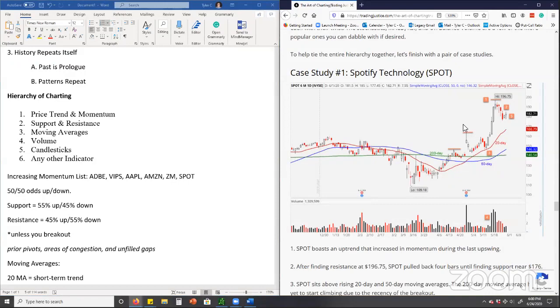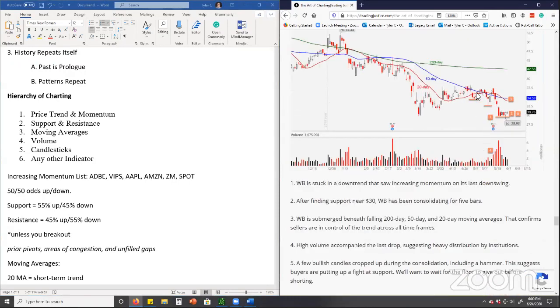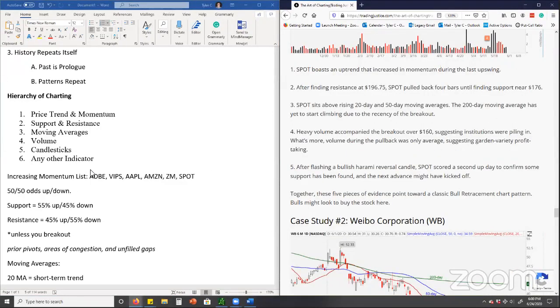The last one was a bear example. So I kind of flipped it upside down and showed what a bear example would be to go through those 4 or 5 indicators or 4 or 5 pieces. Okay.